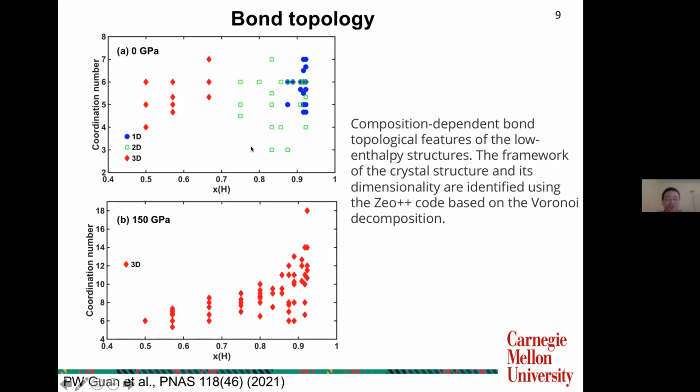And the coordination number also changes. But at high pressure, 150 gigapascal, because the pressure is so high, all of the palladium atoms are interconnected with each other. So no matter what the composition is, they will be 3D networks. But you can also see the coordination will increase with the hydrogen content, because more and more hydrogen will be bonded to the central palladium atom.